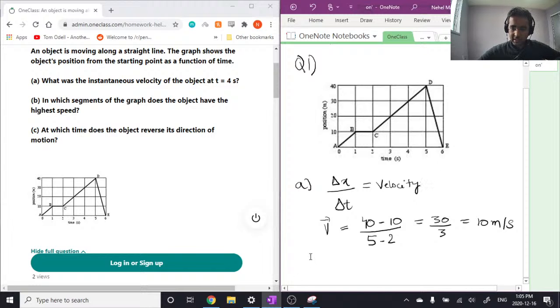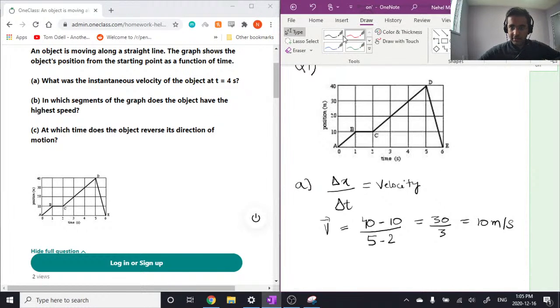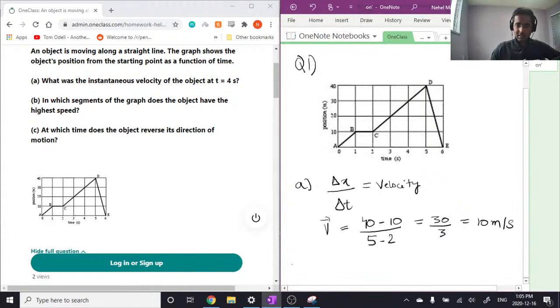You have to use your graph interpretation skills to get this answer, but the correct answer for this is DE. So max speed is for segment DE.